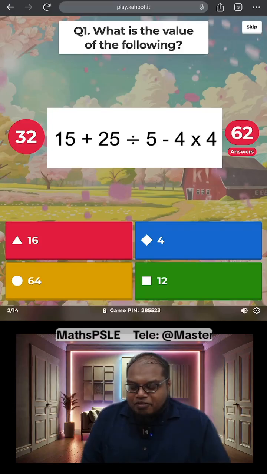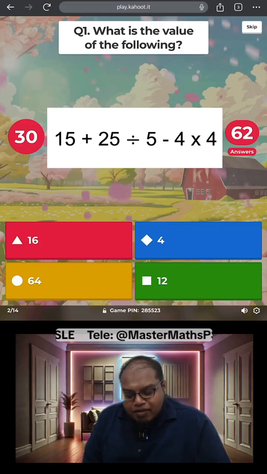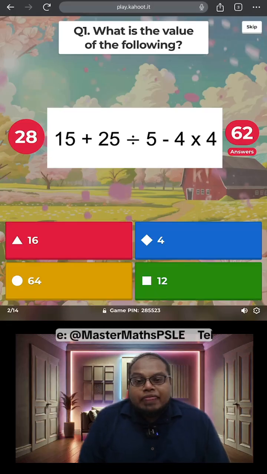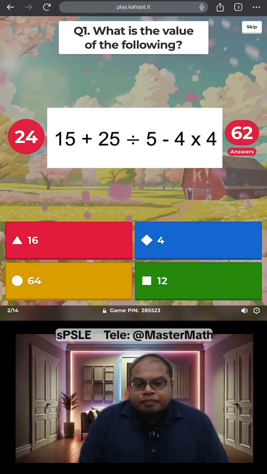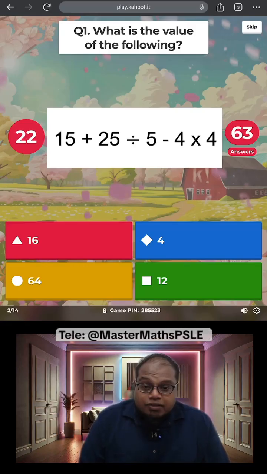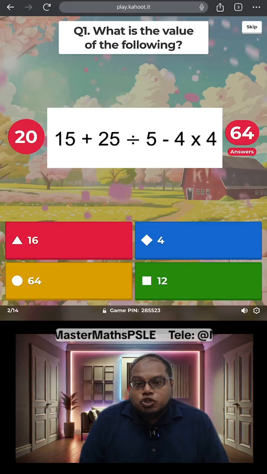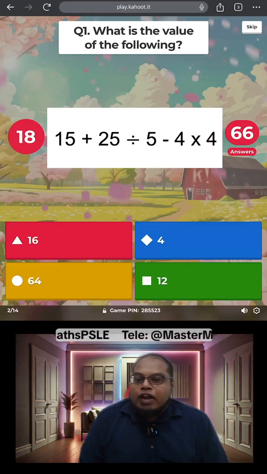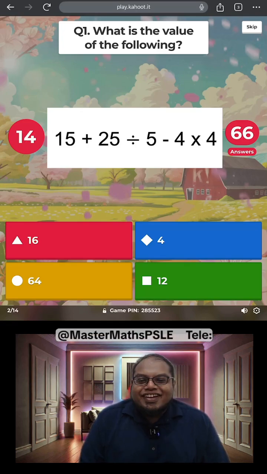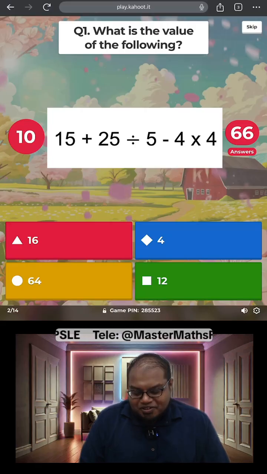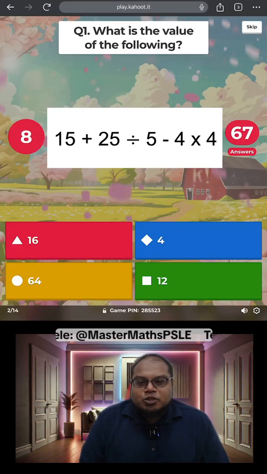Alright, come on. 15 plus 25 divided by 5 minus 4 times 4. So what is the answer? Is it 16? Is it 4? Is it 64? Or is it 12? Or none of the above? Which one? But there's no option here for none of the above. Those who selected 16, are you sure?